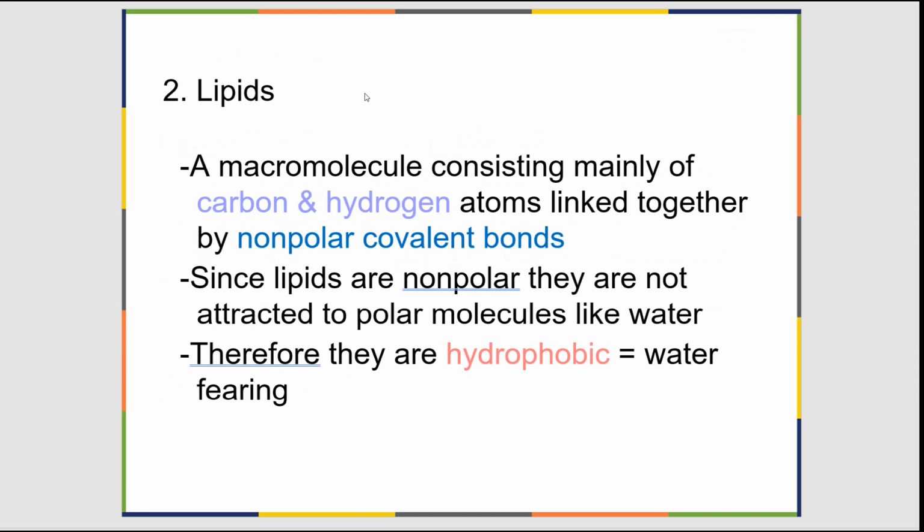Lipids. Okay, lipids are fats. It is a macromolecule, so a large molecule, consisting of carbon and hydrogen atoms that are linked together through non-polar covalent bonds. So we mostly talked about polar covalent bonds that have slightly positive and slightly negative charge. Non-polar covalent bonds are very happy non-charged bonds.